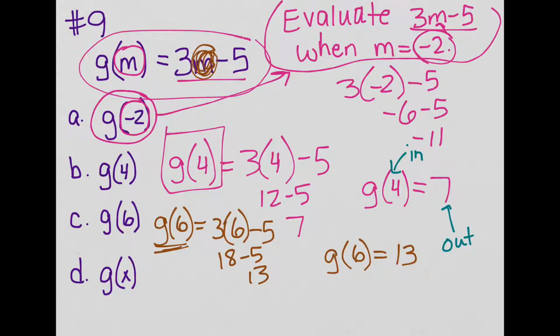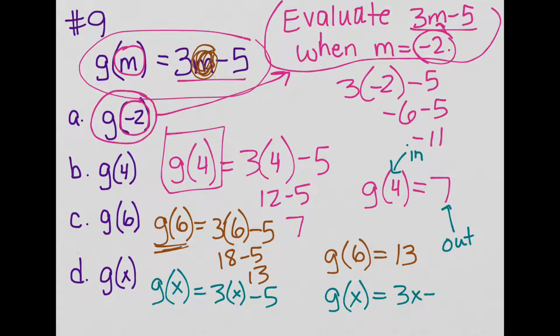Okay? Now, what the heck is going on with d? g of x? Okay, well, what have we done so far? We took the function g, and we replaced the variable with x. Okay, there's my function g, I replaced the variable with x, and then I figure out what I got. Well, what's 3x minus 5? Trick question, 3x minus 5. So what we could say then is just that g of x equals 3x minus 5.